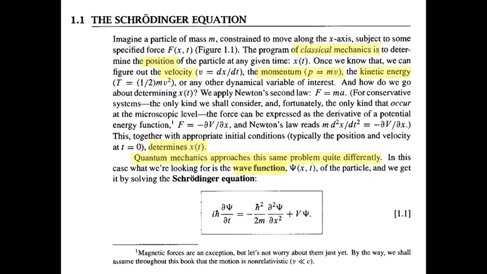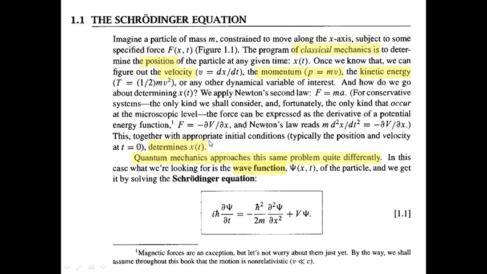Now, classical mechanics wants to determine the position of this particle at any given time, say x of t. Because once we know the position, we can go for the velocities, the momentum, the kinetic energy, and whatnot. And all these things can be achieved through Newton's second law of motion and some mathematics. So basically, we can determine via classical mechanics the position x at a given time t.